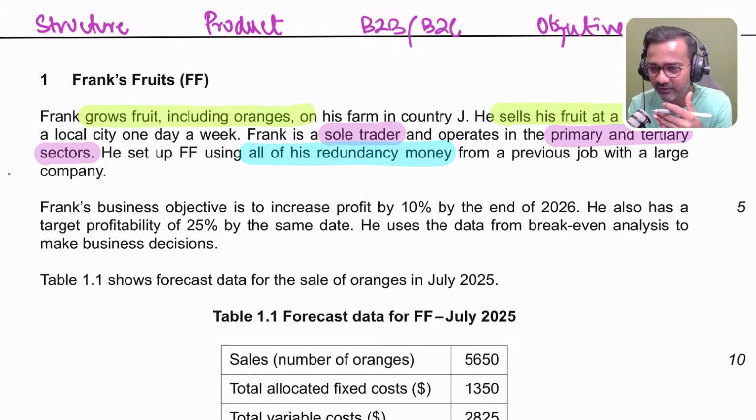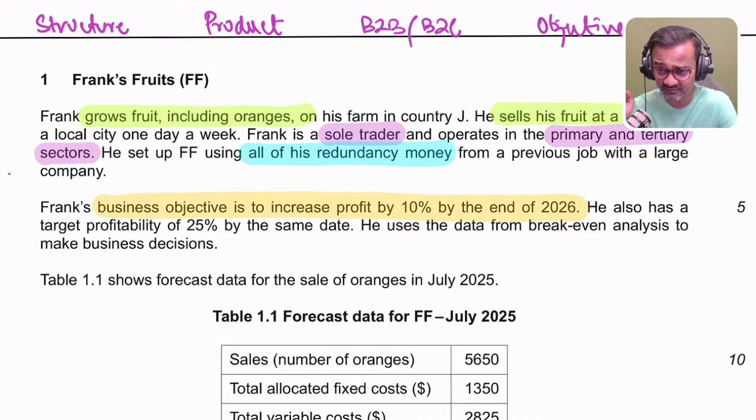Plus, he gets to have that direct connection with suppliers, with the customers, all of those things. So we know a little bit about what Frank is doing now. Frank's business objective, now we have the objective here too, is to increase profit by 10% by the end of 2026. Business objective is to increase profit.